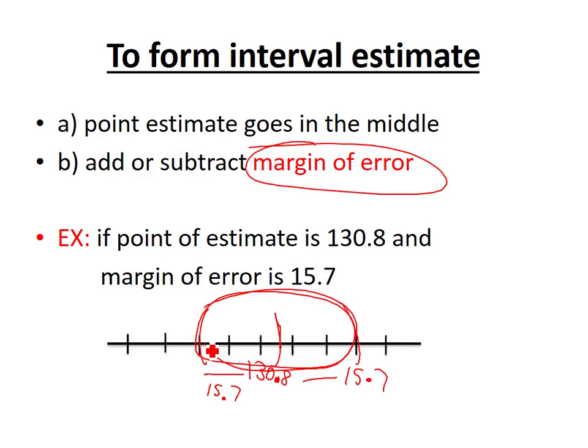So all you're going to do to find this confidence interval, I think that's on the next slide, is take your point of estimate, subtract off the margin of error, and then add on the margin of error, and that's going to give you the two ends, how far out you're going to go.